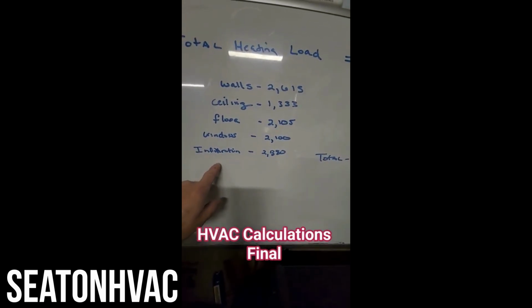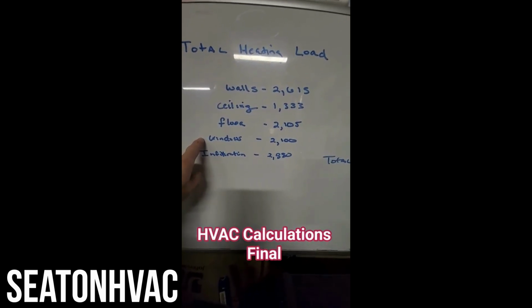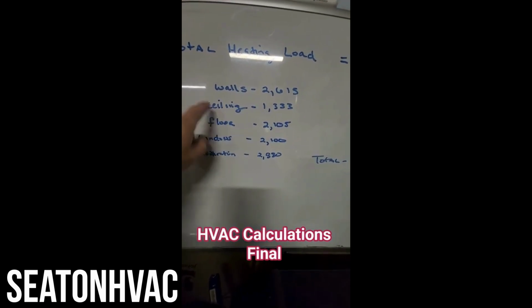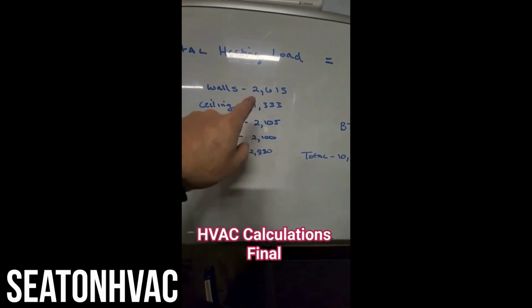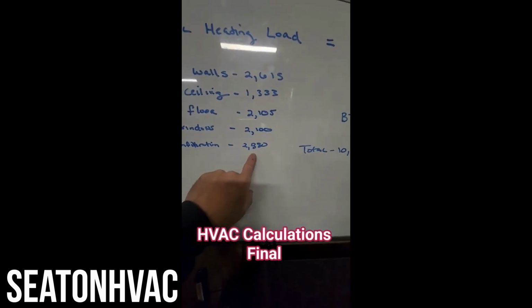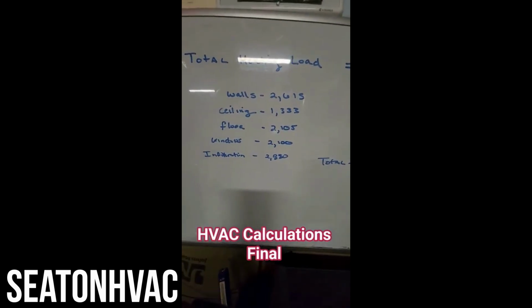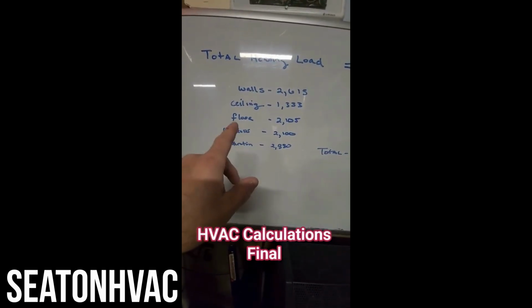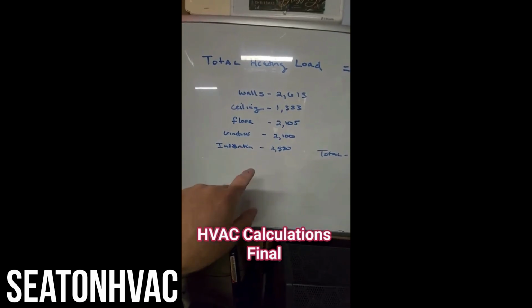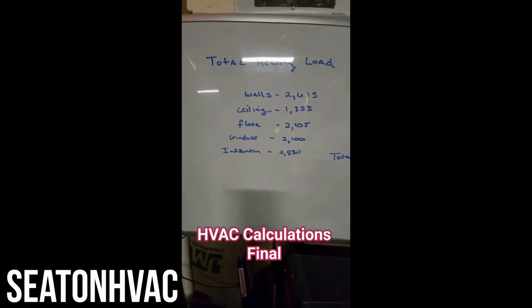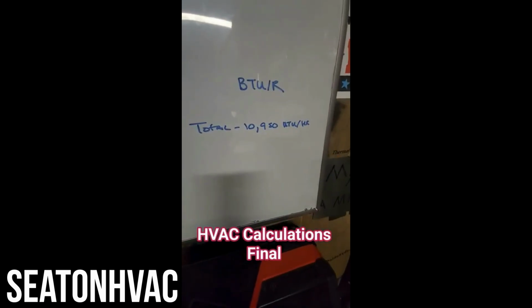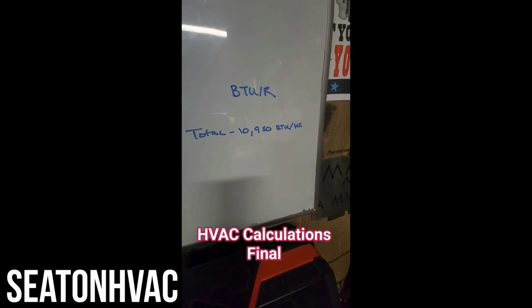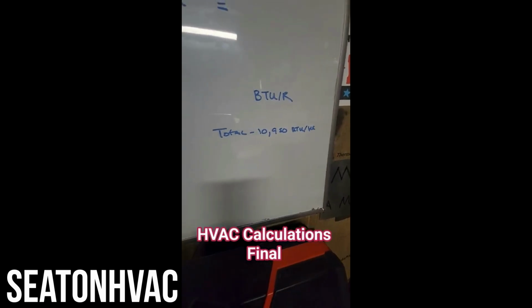Now, it's important to note, our windows are much smaller in square footage than our floor, ceilings, or walls, but their heat loss is almost as big as them. And then our infiltration is larger than any of these other values. So it's very important to pick good windows and doors. And I'm going to tell you something about doors here in a second. And make sure your house is as tight as possible. So the total BTUs on this 1,000 square foot by 8-foot tall structure is 10,950 BTUs per hour.